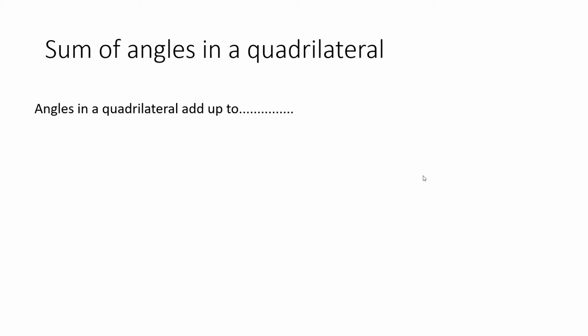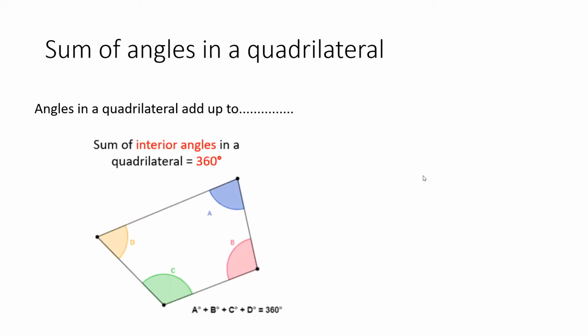Angles in a quadrilateral add up to 360, and it's interior angles, so we're referring to the angles on the inside of our shape. All quadrilaterals have 4 angles inside, and in this diagram we've got A, B, C and D. When we add A, B, C and D together, we will get a value of 360 degrees. No matter what value these individual angles are, when added all 4 together, you will end up with 360 degrees.